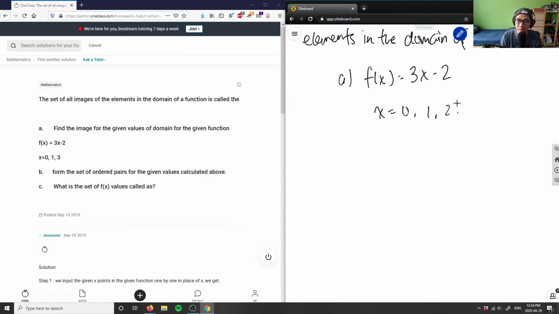So I plug in 0 here. f at 0 would be 3 times 0 minus 2. This would give me negative 2, right? 3 times 0 minus 2 is 0 minus 2, which is negative 2.